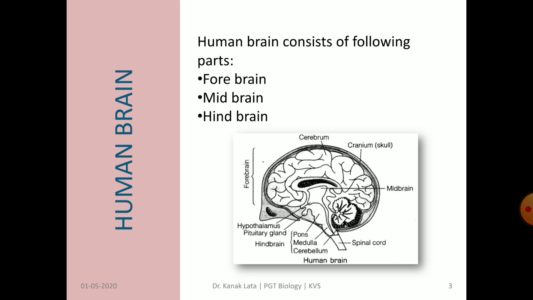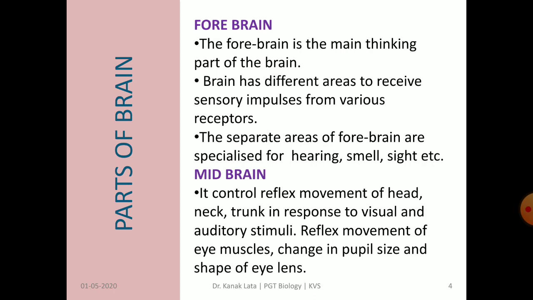Now we will see that there are different parts of brain. It consists of forebrain, midbrain and hindbrain. In the given figure, it is shown how different parts of brain are located at different places, that is forebrain, midbrain and hindbrain. Now next topic is parts of brain. First is about forebrain.